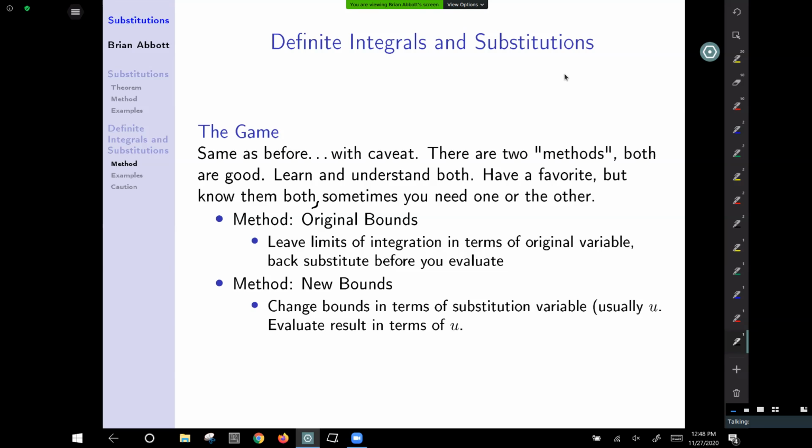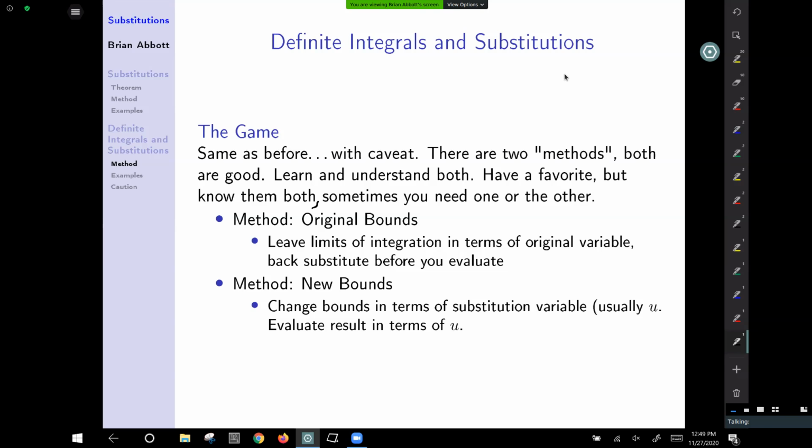So one method is to always use, or rather to return to, the original bounds. That says leave the limits of integration in terms of the original variable and then evaluate the integral as if it were an indefinite integral and back substitute so that you get the expression you're evaluating in terms of the original variable, and then use those original bounds.